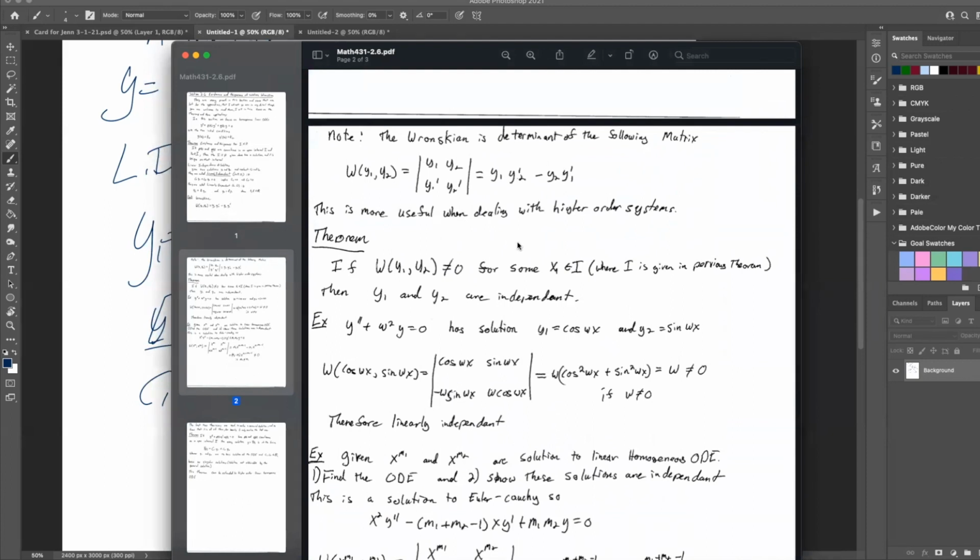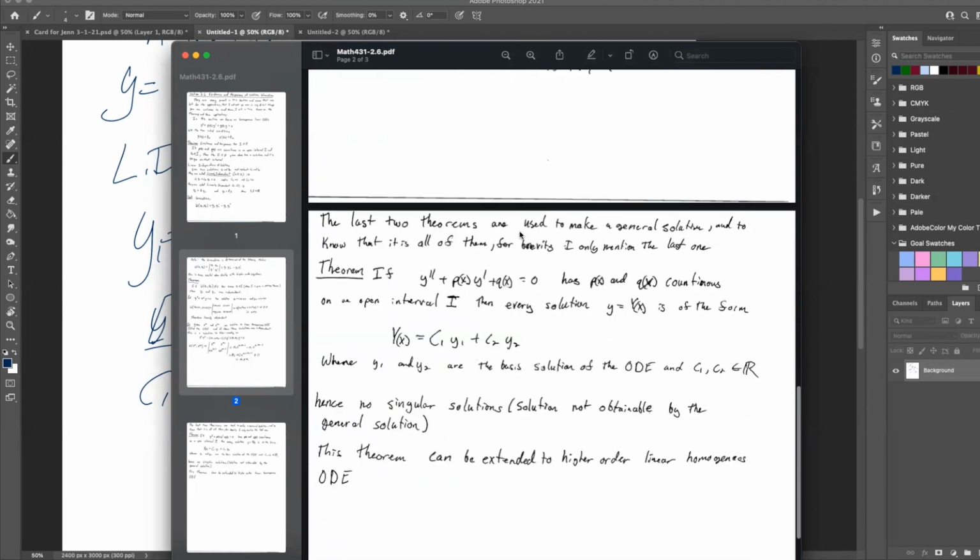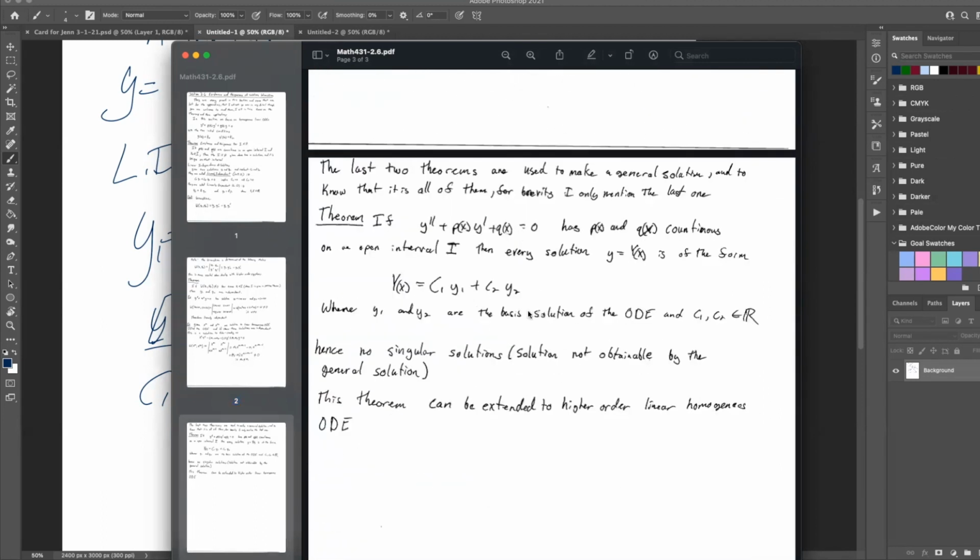Now, this may not seem that interesting for the 2x2 case, because it's not. It's just not interesting for the 2x2 case. But when we do the 3x3 case later, it becomes very interesting, right? We use this to make general solutions, and if these are continuous on an open interval, every solution has this form, right?